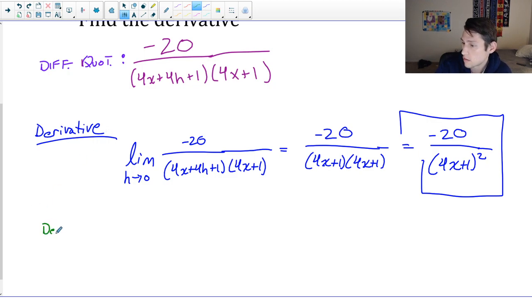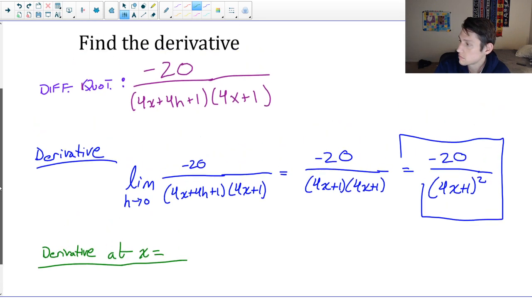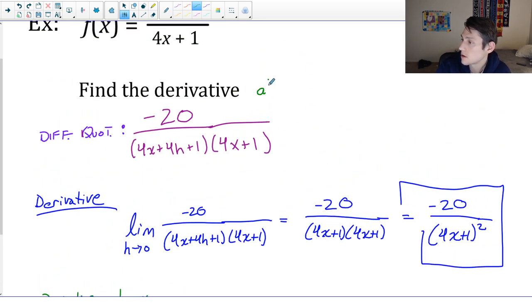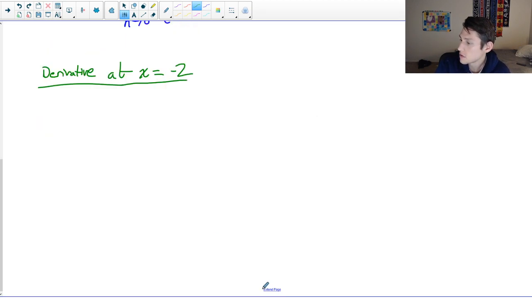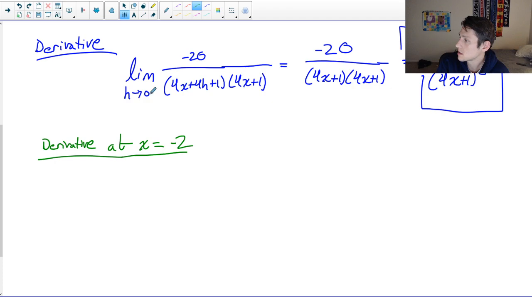But let's say we want to know, find the derivative at x equals negative 2. Okay, again, I just came up with this randomly. There's no particular reason I chose negative 2, other than it just might be what a question asks you. So find the derivative at x equals negative 2. So I'll just look to what my derivative is, and then I'll plug in negative 2.